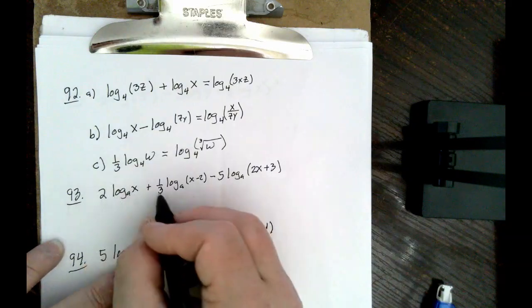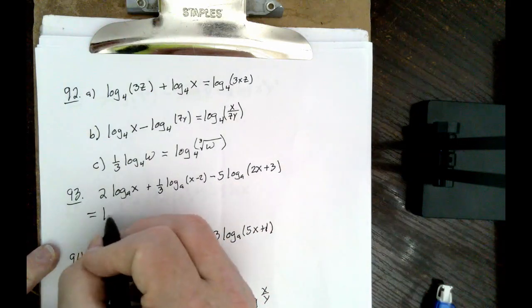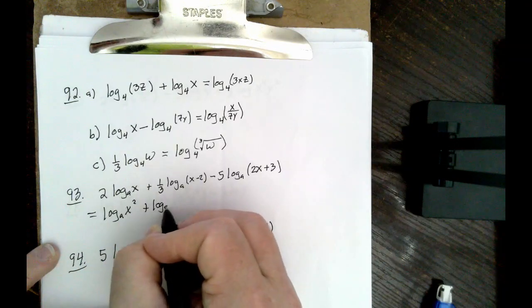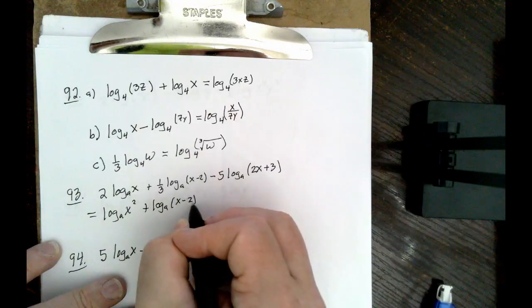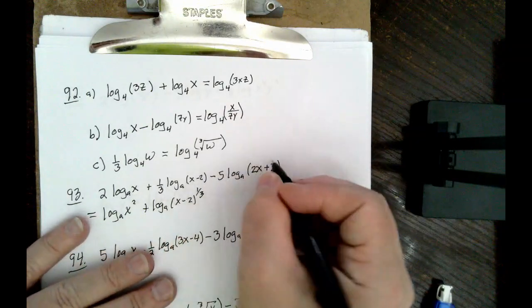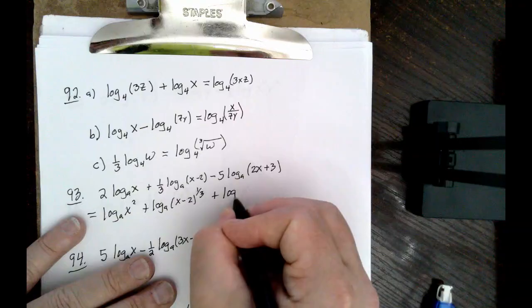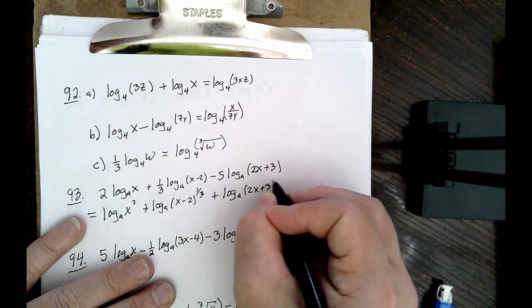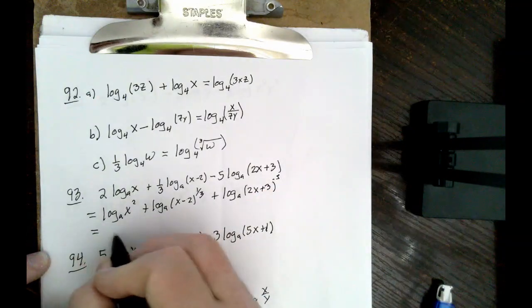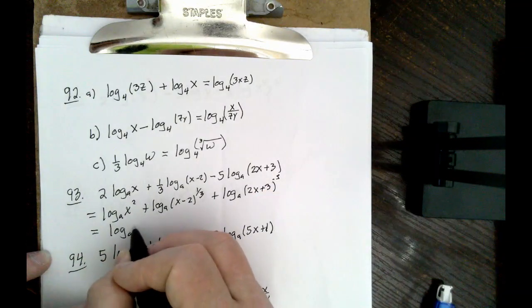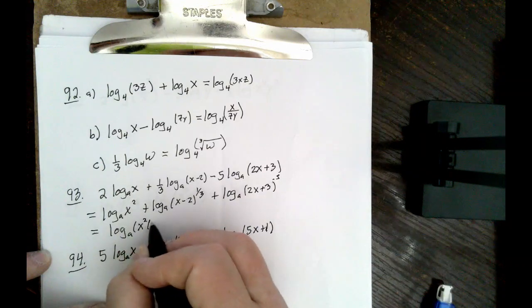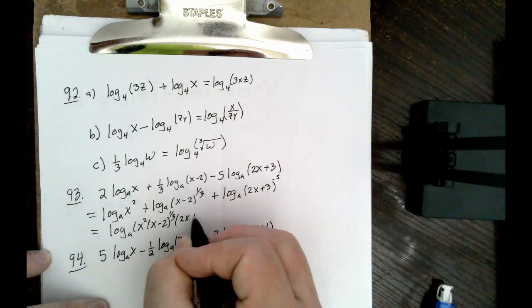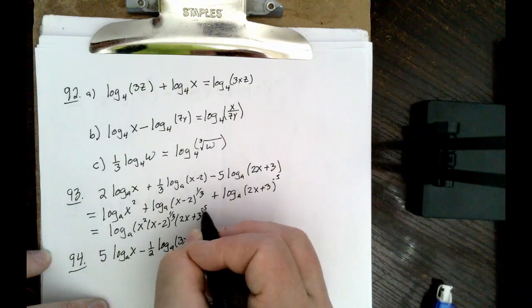Okay, now with each one of these you can bring the number out in front into the exponent. So log base a of x squared plus log base a of x minus 2 to the 1/3. And you can bring the minus 5 into the exponent, and you get log base a of 2x plus 3 to the negative 5. Okay, and that becomes log base a of x squared x minus 2 to the 1/3, 2x plus 3 to the negative 5.